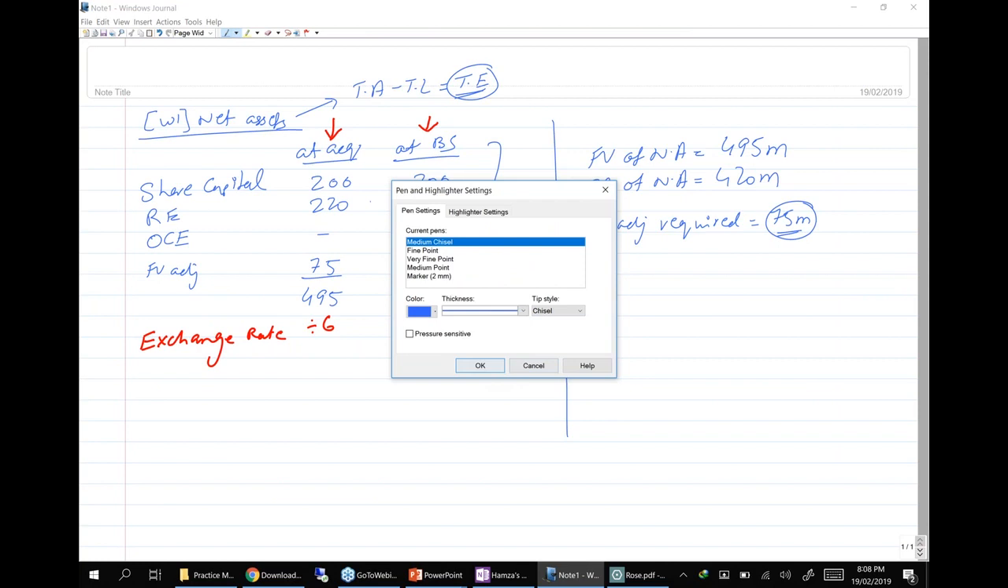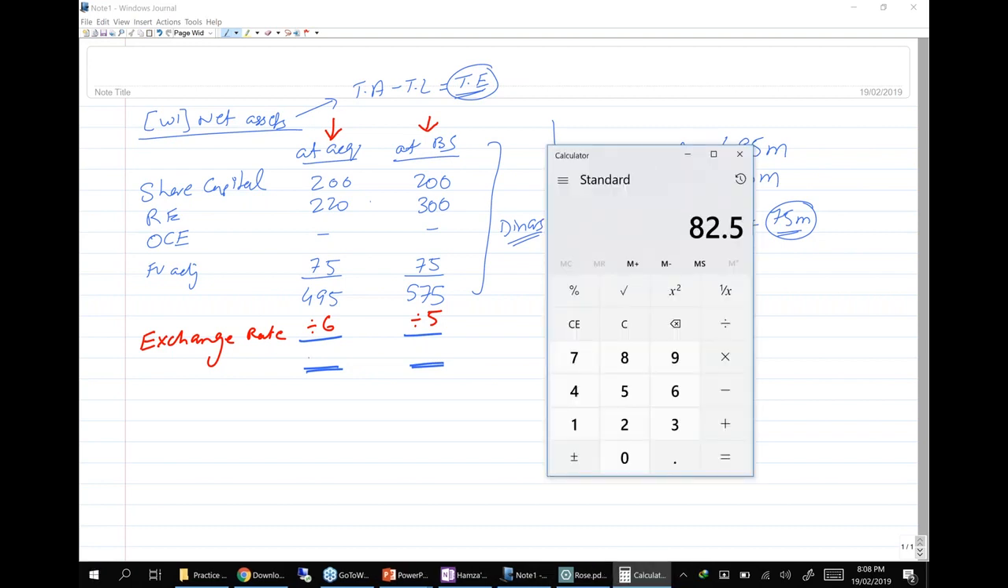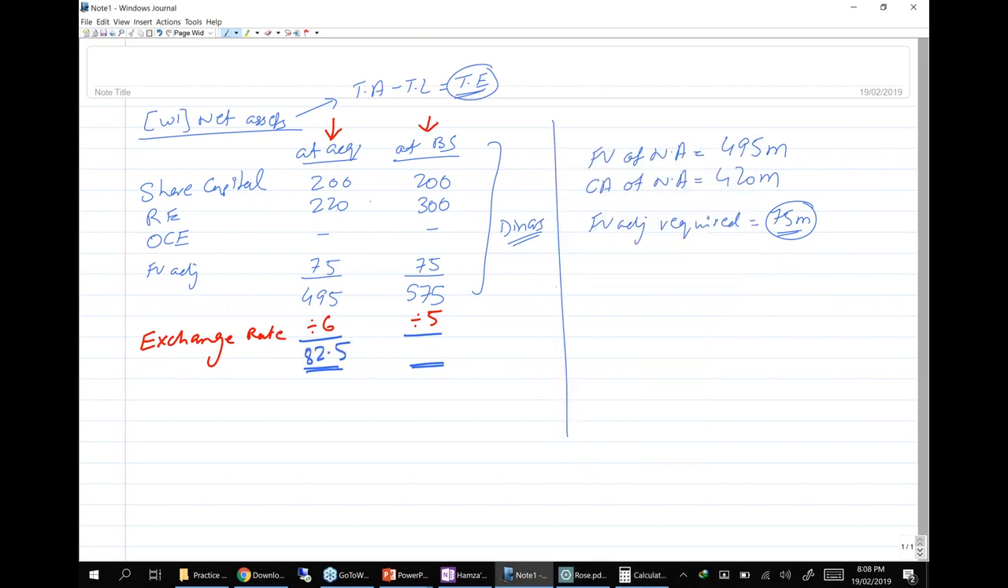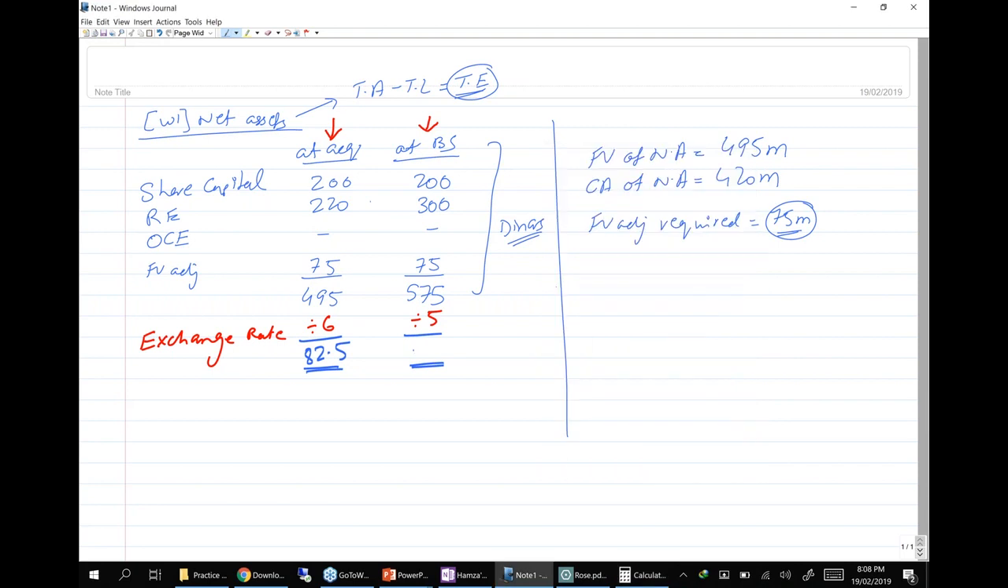So now if we calculate the value in the local currency, it is going to be 495 divided by 6. So let's use a calculator for this. 495 divided by 6 is going to be 82.5. So net assets at the date of acquisition were 82.5. And similarly, 575 divided by 5 is going to be 115. So the net assets are increasing by how much?